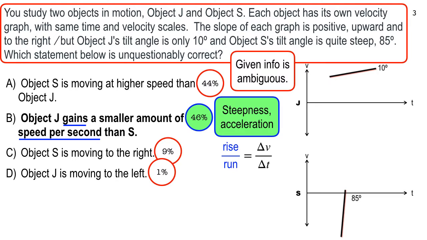Object S moving at higher speed, you can't even say that. The higher the graph is, the faster it is. So it might be S, it might be J, but we don't know vertically where those graphs were. So you can't say for sure that option A is correct either. So your money is option B, because there is enough information to determine something about the steepness or the slope of those two velocity graphs, wherever they are.